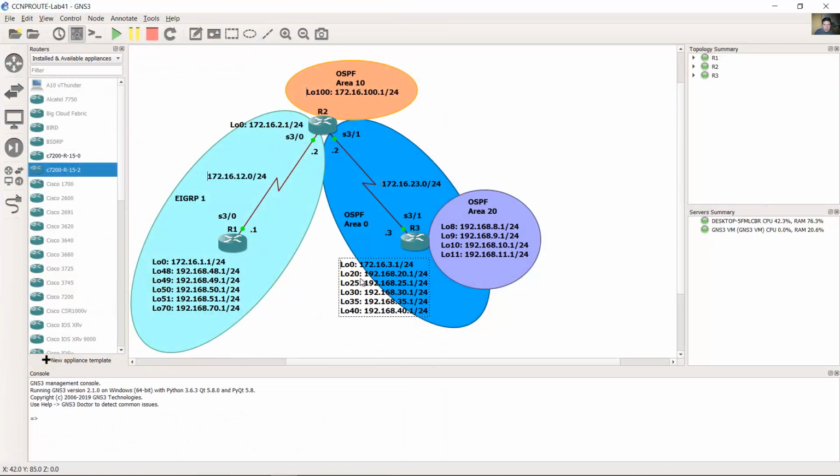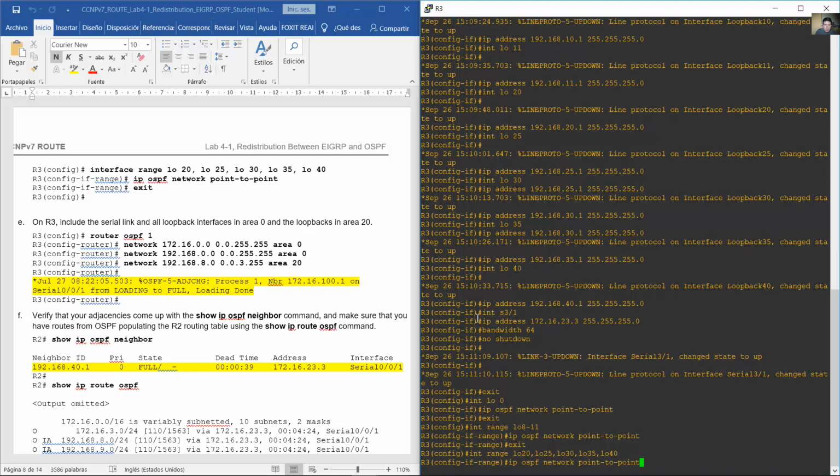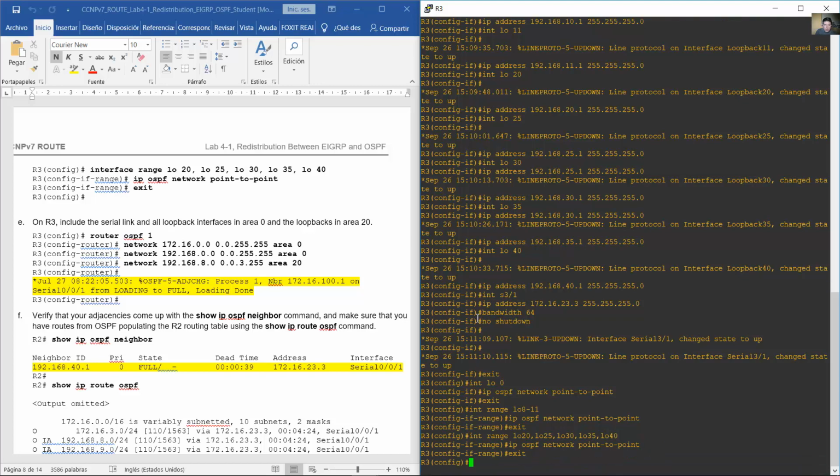Also, this range: loopback 20, 25, 30, 35, and 40. Interface range loopback 20, loopback 25, loopback 30, loopback 35, and loopback 40. Apply the network type, then exit.